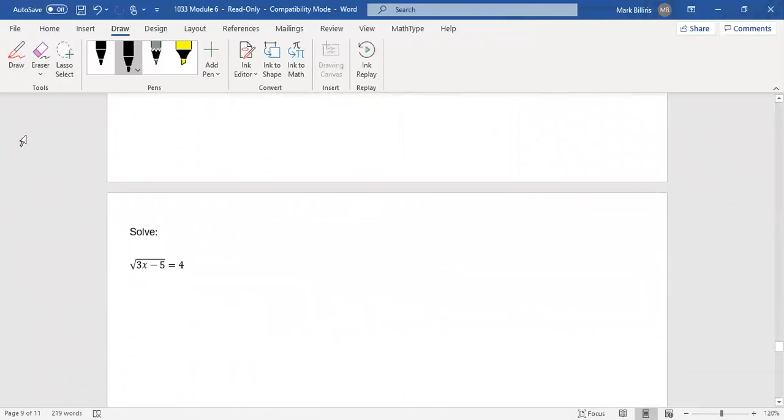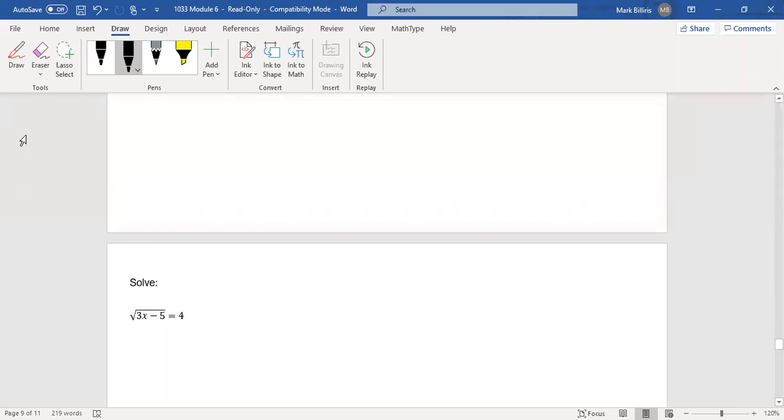Our next concept is solving. So we're solving radical expressions. In order to solve a radical expression, what we want to do is isolate the radical. In this case, we want the square root of 3x minus 5 to be by itself and the 4 to be on the other side. So we need to get rid of this radical sign.